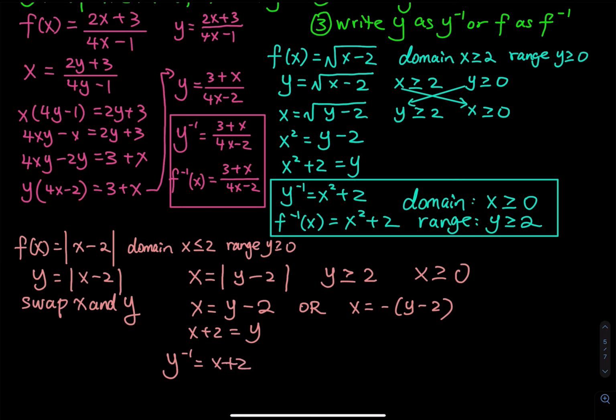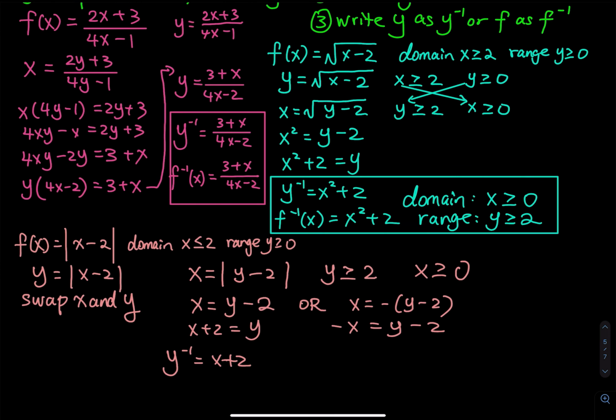And then on the other side, divide both sides by negative 1: negative x equals y minus 2, and then you have 2 minus x. You have y inverse equals 2 minus x. Now, the conjunction is still an "or," so which one should I pick?